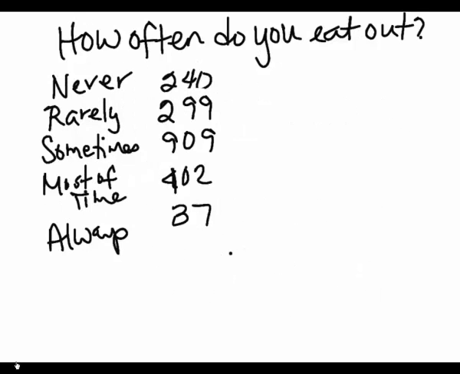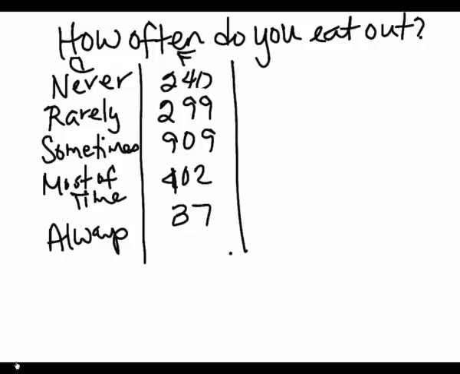Okay, let's say we had a survey, and the survey asked, how often do you eat out? You had to choose one of these categories: never, rarely, sometimes, most of the time, always. And so you went around and asked all these people. 240 people said never, 299 people said rarely, 909 people said sometimes, 402 people said most of the time, and 37 people said always. Here is your category. Here is your frequency. That's an F. Now, I want you to construct a relative frequency distribution of the data. So this is a table, and now I want relative frequency.